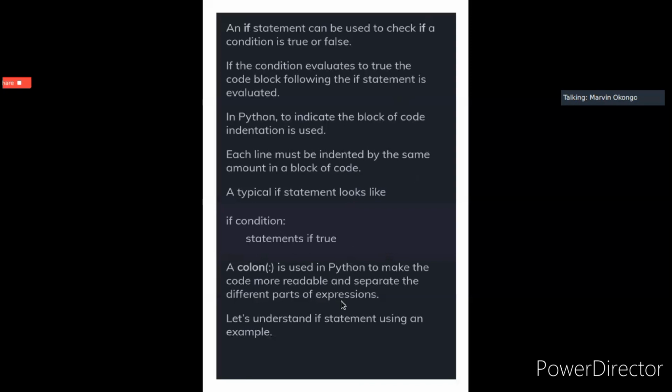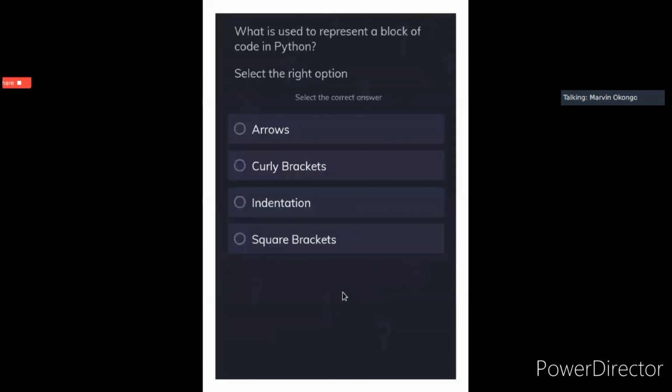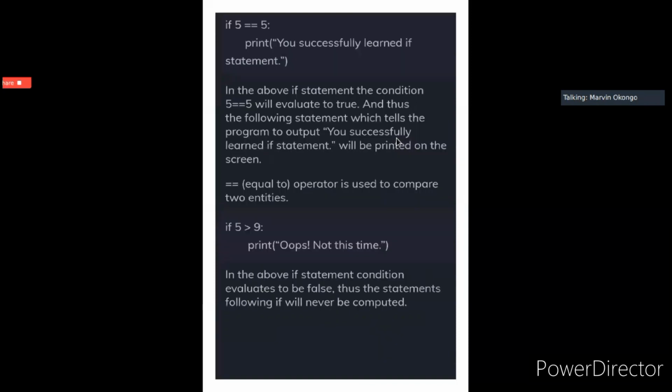Let's understand the if statement using an example. Then we have a simple question here. What is used to represent a block of code in Python? It's very easy. Indentation. Indentation is used to represent a block of code in Python. As I said, it's very important. You need to take care of this because it can bring you very simple errors, which can be avoided or corrected just by indenting your work.